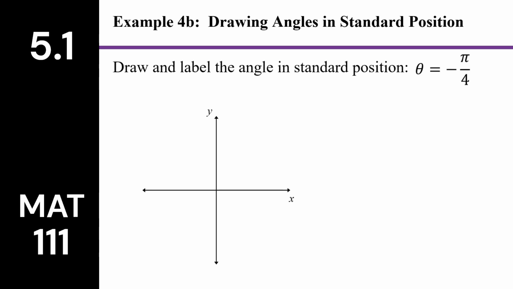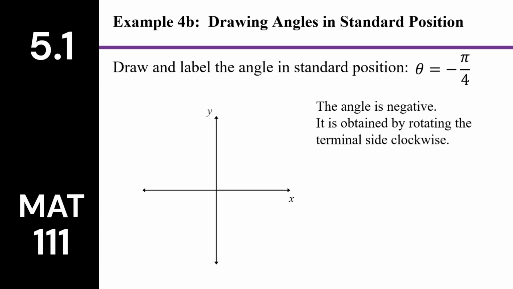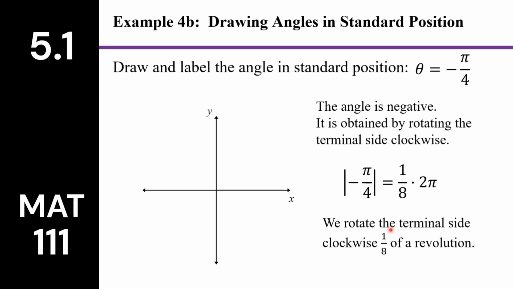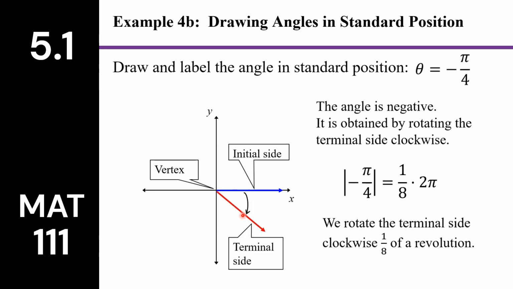Example 4b is asking us to draw and label angle theta. Since it's negative, we're going to rotate clockwise. Then you can take the absolute value to avoid dealing with the negative. Pi over 4 is 1/8 of 2 pi, 1/8 of the full circle. We're going to go 1/8 of a full revolution in the negative direction. So from our initial side, 1/8 of the circle is going to be 45 degrees because you're going to be breaking this up into 8 pieces, and we're going to go 1 of those in the negative direction. So there's our terminal side.